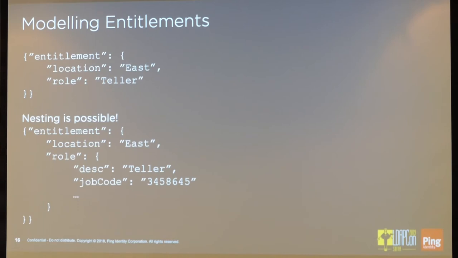So I took Sean's example. You've got location, you've got role. It's all in one attribute, but it's very easy for, say, your developers who are using REST to pull that out and deal with it.